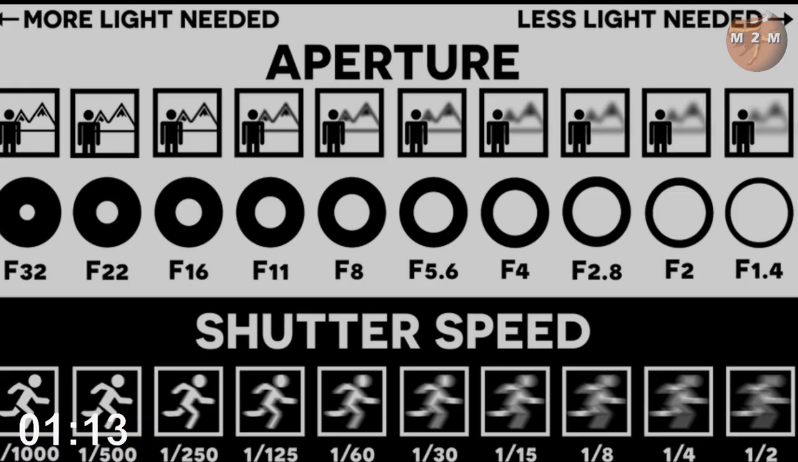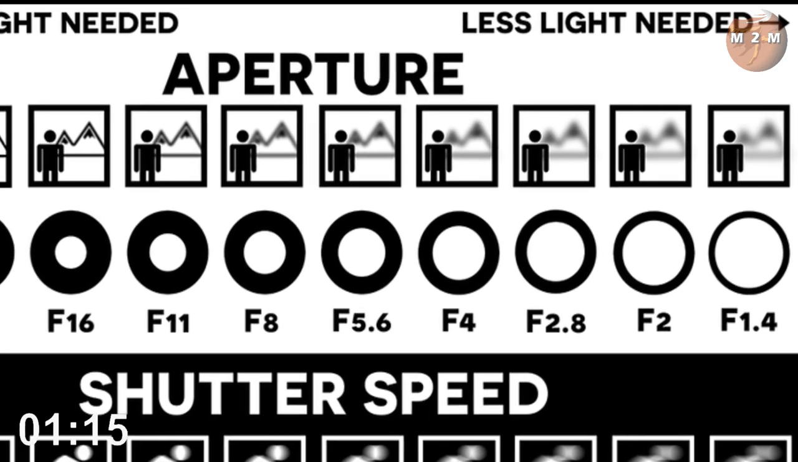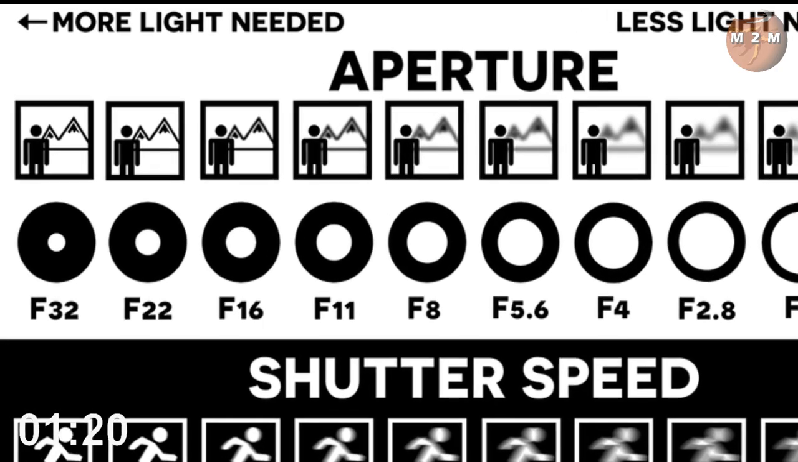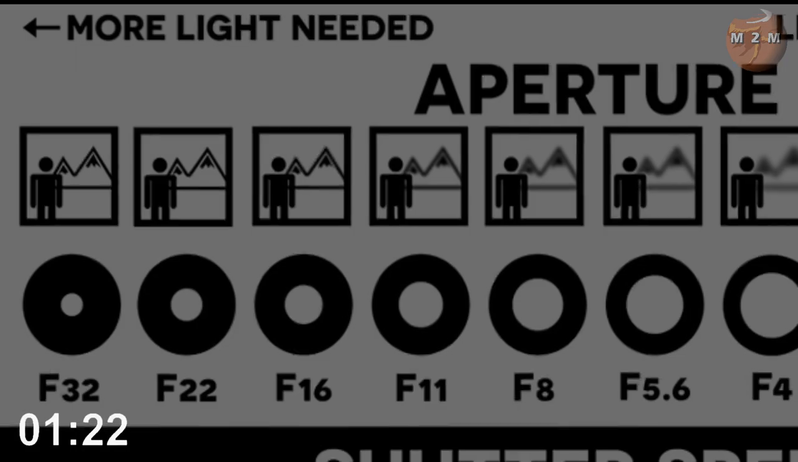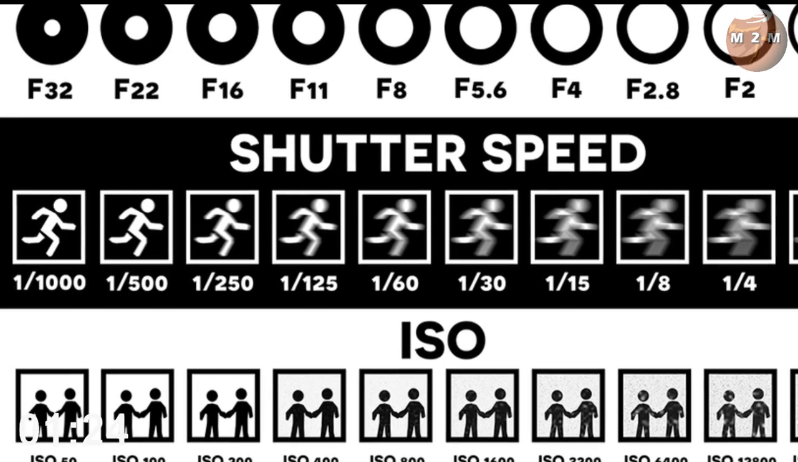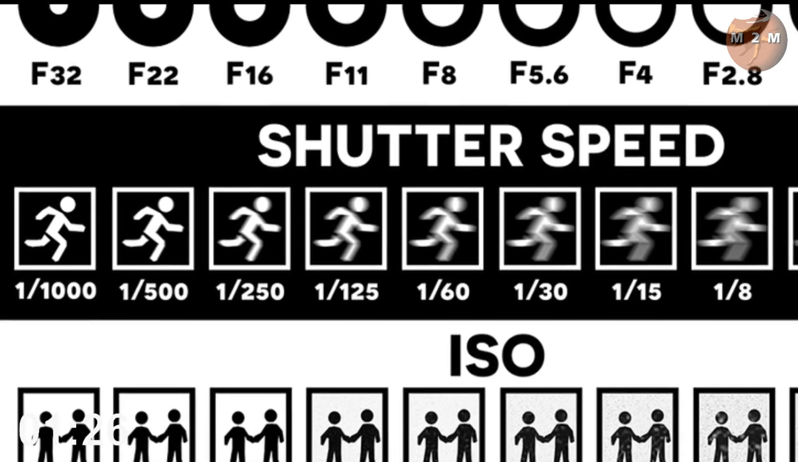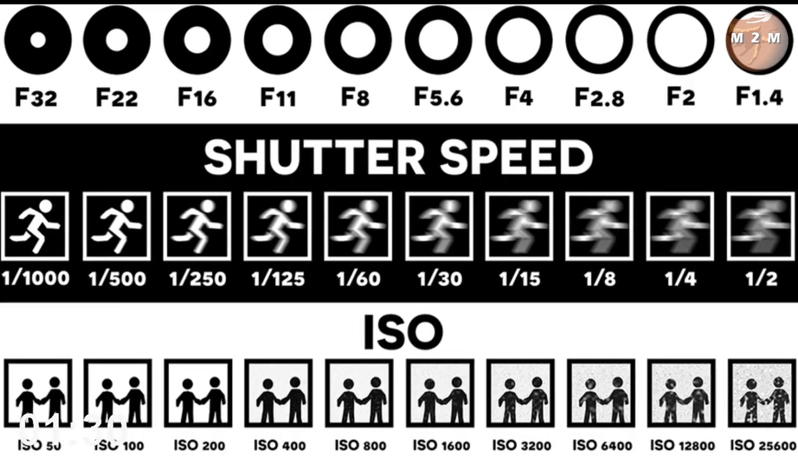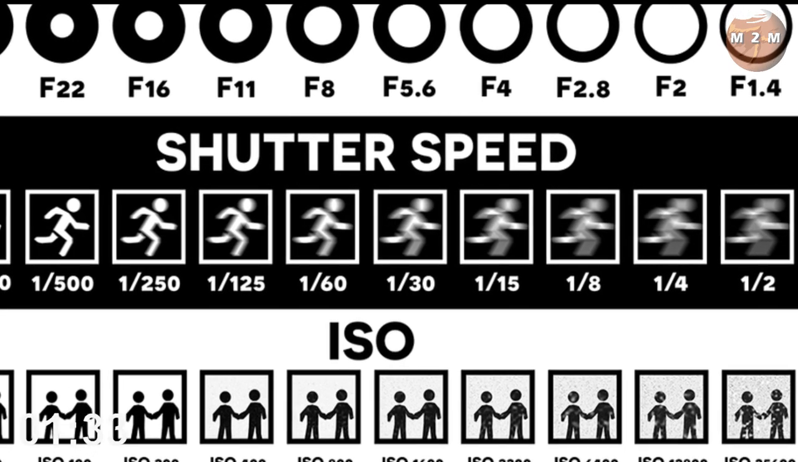One is the aperture. The wider the aperture, the more light is let in to hit the film, and the narrower it is, the less light is let in to expose the film. The other is shutter speed. The faster the shutter opens and closes, the less time the light is exposed to the film, and the slower it is set, the more light is exposed to the film.